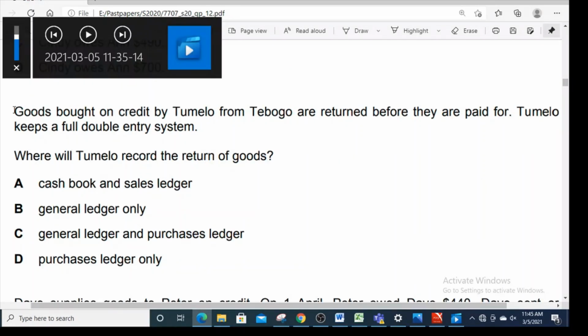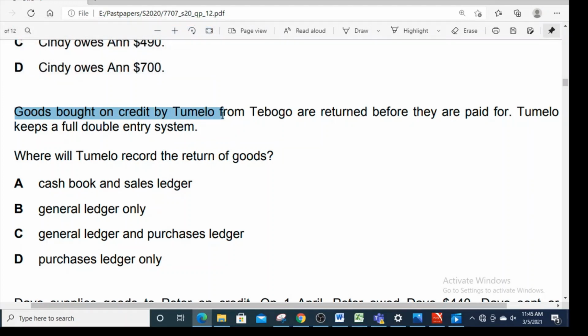Number 6 is goods bought on credit by Tumalo from Tobago are returned before they are paid for. Tumalo keeps a full double entry system. Where will Tumalo record the return of the goods? Now, you are Tumalo in this question and you have bought the goods which are now being returned. For you, it's purchases return. The double entry to record purchases return is accounts payable is debited and purchases returns are credited.